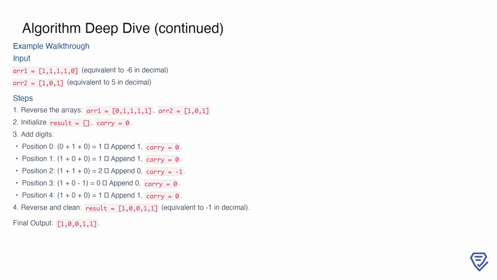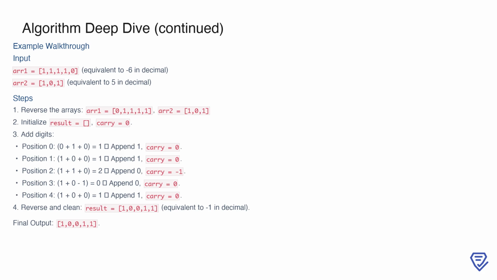Let's walk through a specific example to see the algorithm in action. Consider the inputs ARR1 equals 11110 and ARR2 equals 101, which represent the numbers -6 and 5 in decimal, respectively. First, we reverse the arrays to get ARR1 equals 01111 and ARR2 equals 101. We then initialize result equals empty and carry equals 0. We start adding the digits position by position.